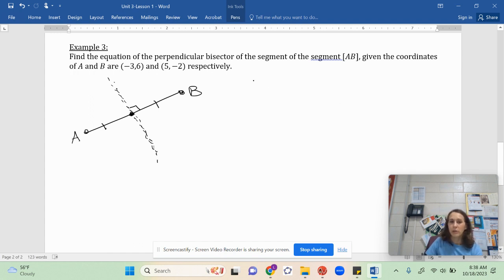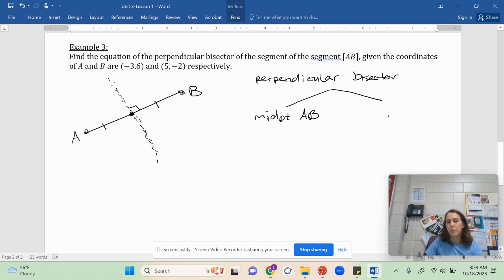Well, to find that, we need two things of our perpendicular bisector. This is a part that'll come back a couple of times in this unit, and so you do need to be quite adept at finding perpendicular bisectors. You first need to find the midpoint of AB, and you will need to know the slope of AB because the perpendicular bisector will have the opposite reciprocal of AB's slope. So opposite reciprocal of slope of AB.